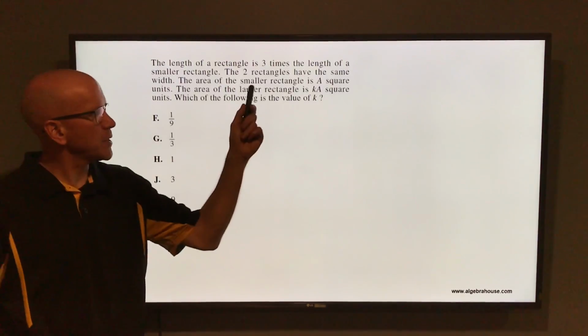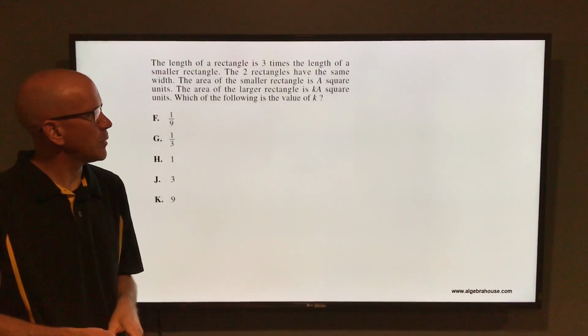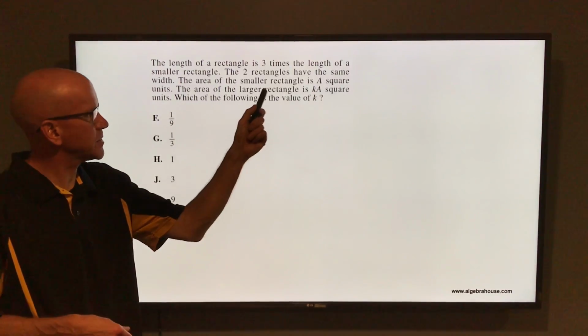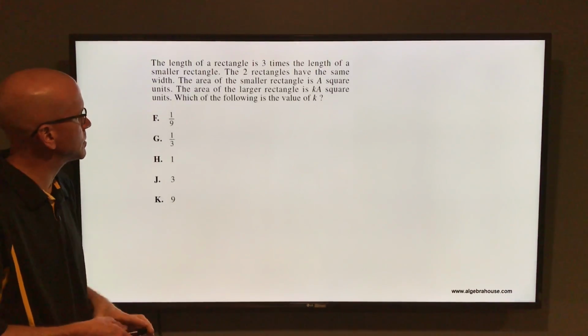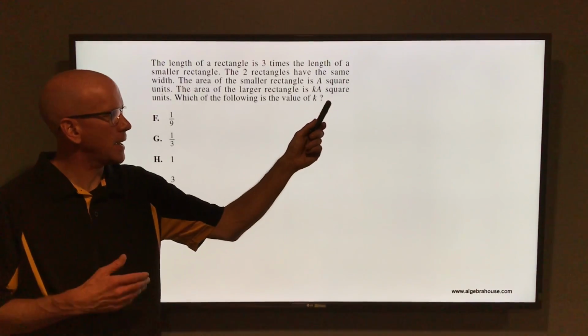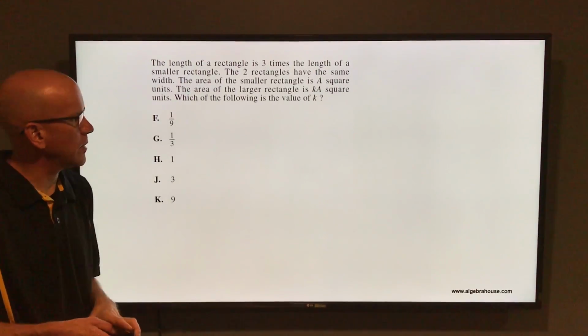Length of a rectangle is 3 times the length of a smaller rectangle. The two rectangles have the same width. The area of the smaller rectangle is a square units. The area of the larger rectangle is ka square units. Which of the following is the value of k?